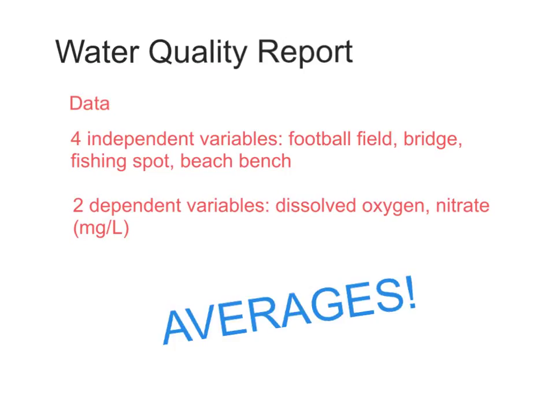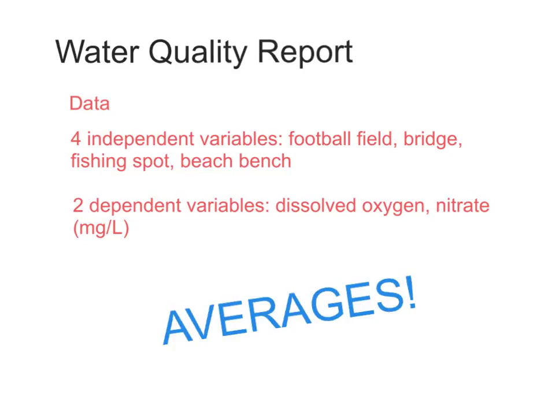So just a reminder of what you have for data. You have 4 independent variables, which are the 4 locations you got the water samples from: the football field, the bridge, the fishing spot, and the beach bench. And then you have 2 dependent variables, the things you measured, which were dissolved oxygen and nitrates. And we had 3 to 4 groups measuring the dissolved oxygen and nitrate at each of these different locations.